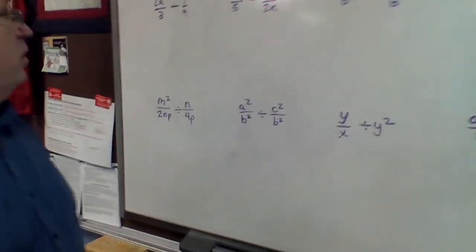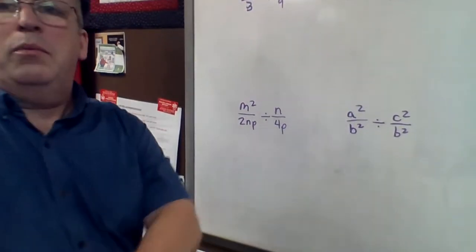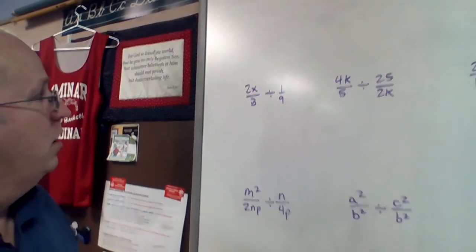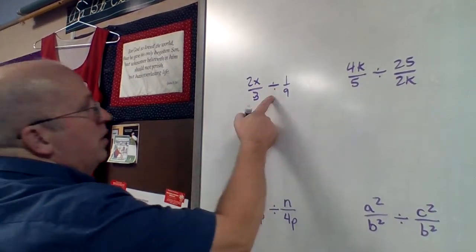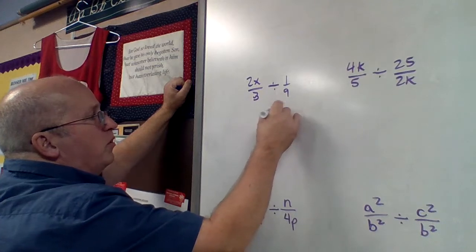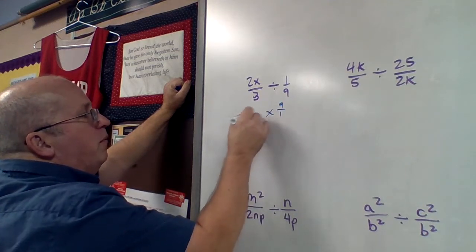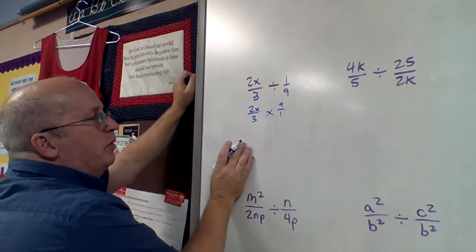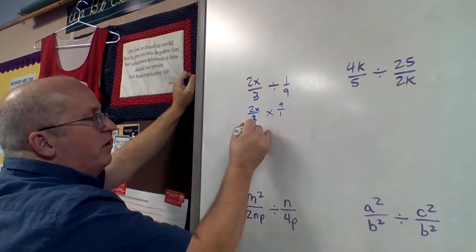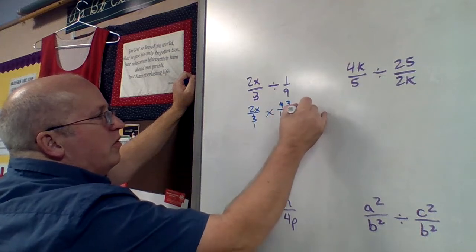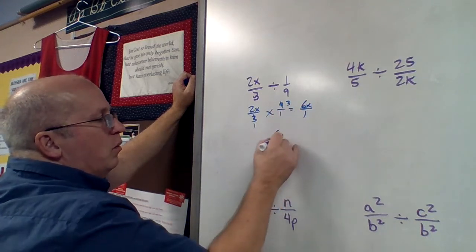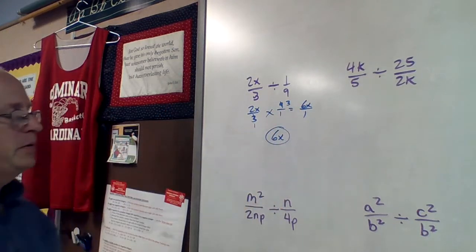Okay, so that's one type of problem. But there's also going to be problems with variables in it. Variables. Let's take a look at this one right here. It's still multiplied by the reciprocal of the second number as our method. Multiply by the reciprocal. Hey, I can cross simplify. Divide by 3. Divide by 3. And in this case, I get 6x over 1, which is just plain 6x.